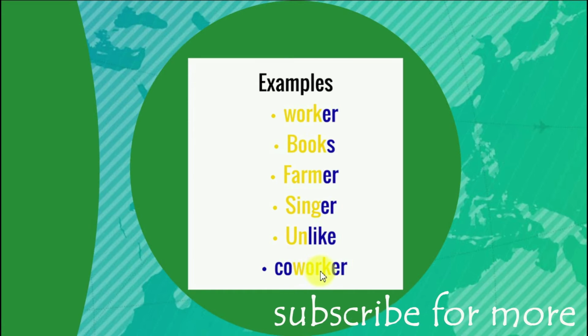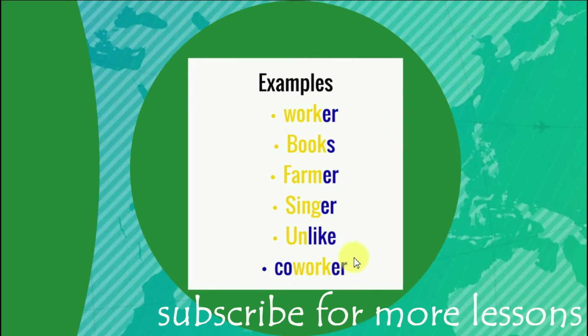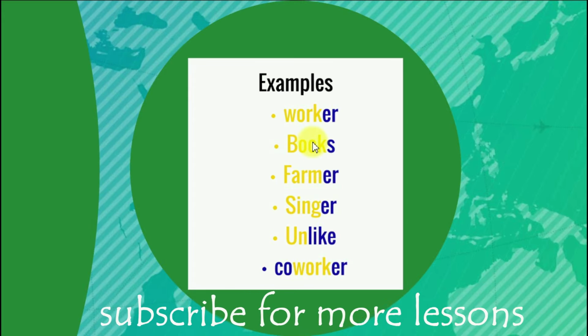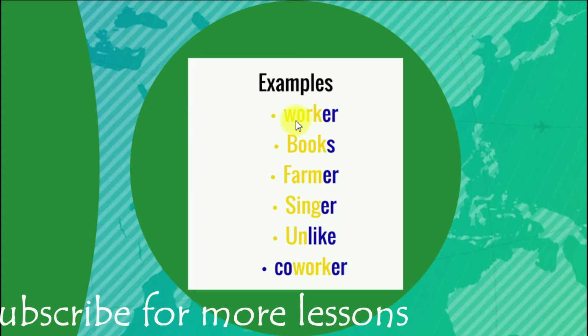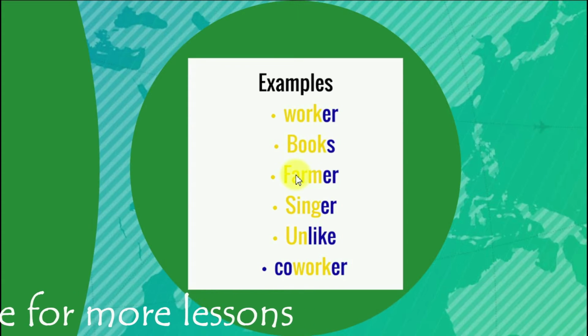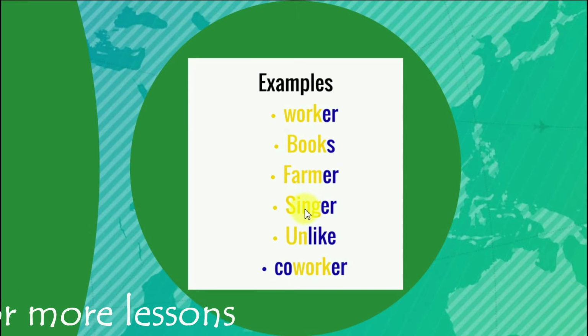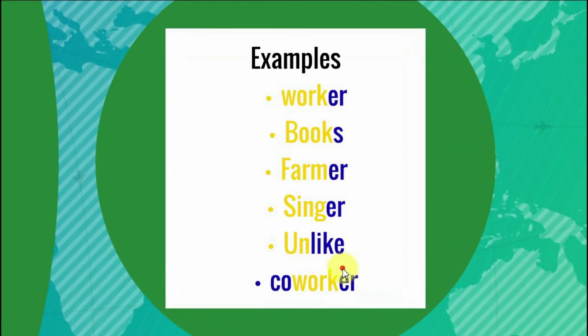All right, I hope you understand about morpheme. A morpheme is a small unit of a language or of a word, like word and curse, like books and farmer, singer, and co-worker. That is the example for you to understand morpheme. And then we are going to the next.